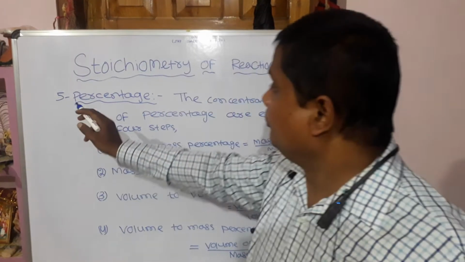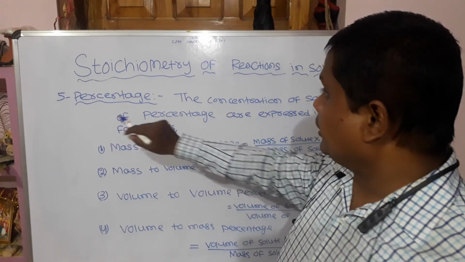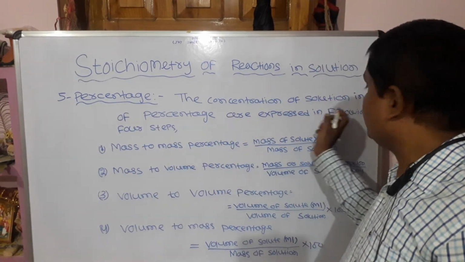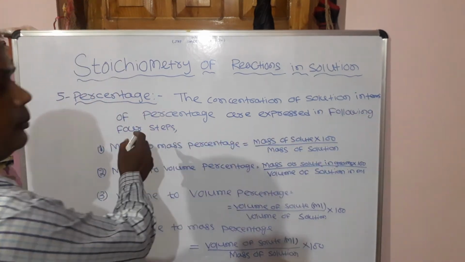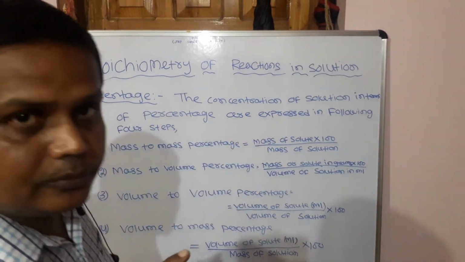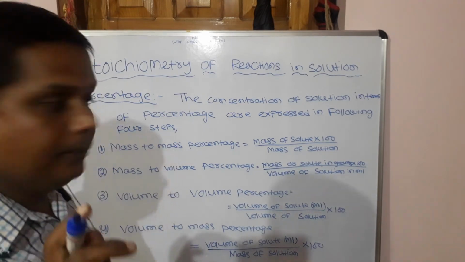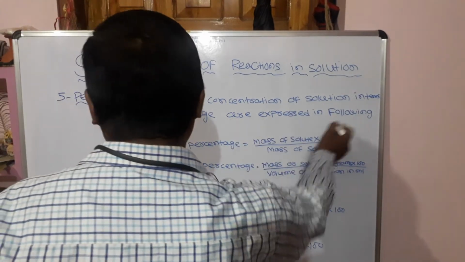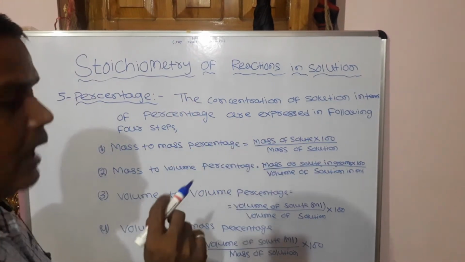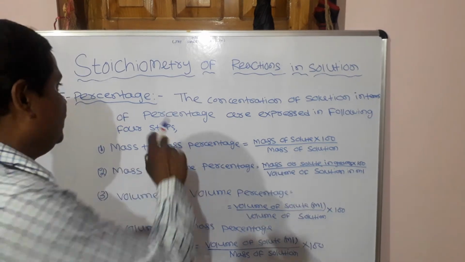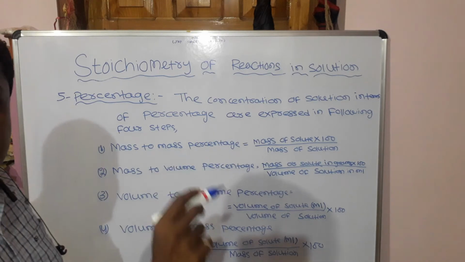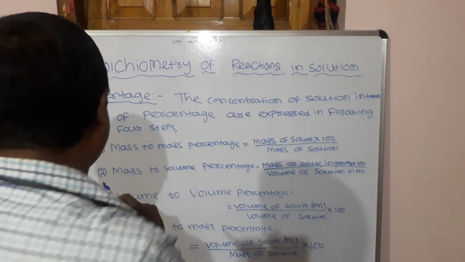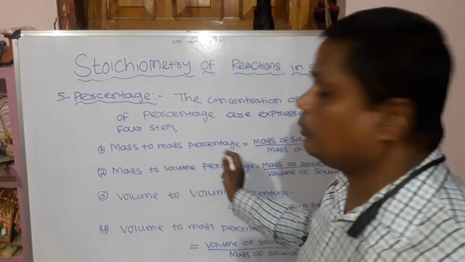Fifth part, percentage. Percentage is the concentration of a solution in terms of percentage. The concentration of a solution in terms of percentage is expressed in the following four ways. First one, mass to mass percentage.